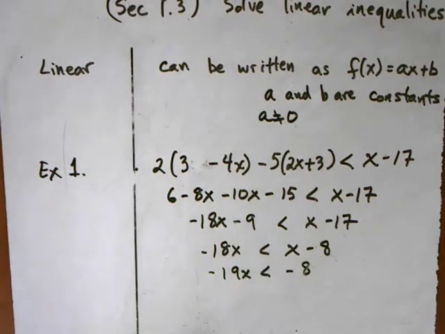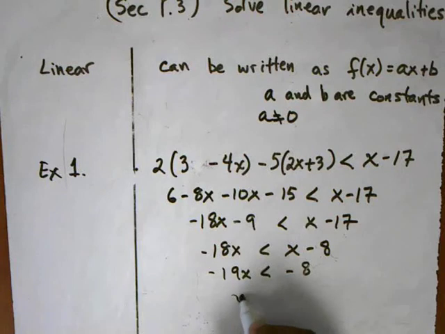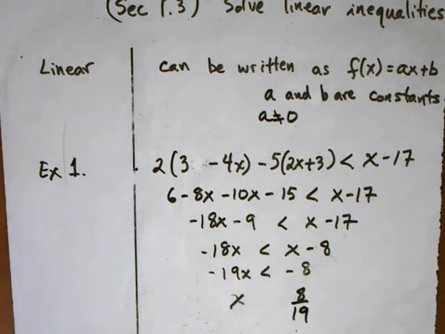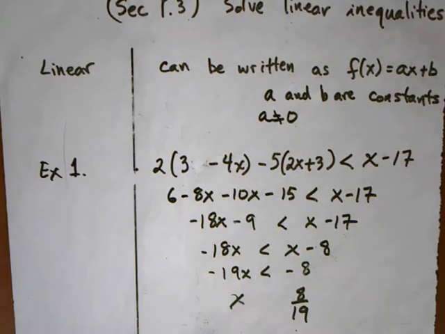And then in the final step, we just divide both sides by negative 19, and you get x on this side and 8 19ths on the other side. Now the one thing we have to remember, and this is probably the only thing that's really tricky about solving linear inequalities, is that when you divide or multiply by a negative number, you have to flip the inequality sign.